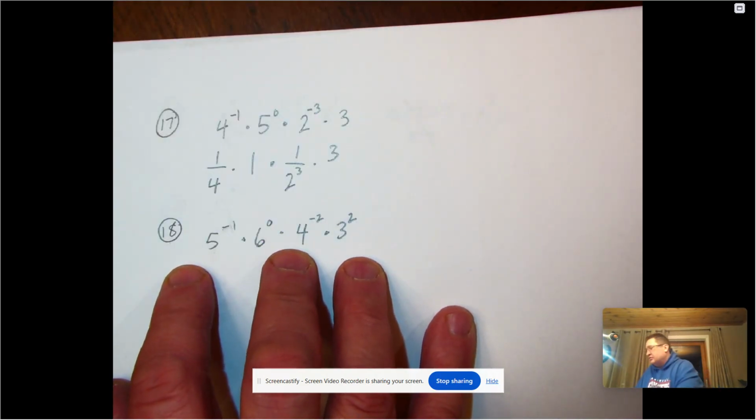Now we've got to go further, and so we have 4 on the bottom and 8 on the bottom, so we have this 3, and we have 4 and 8, so this is 3 over 32. So that is number 17. I will leave you to do number 18 on your own.